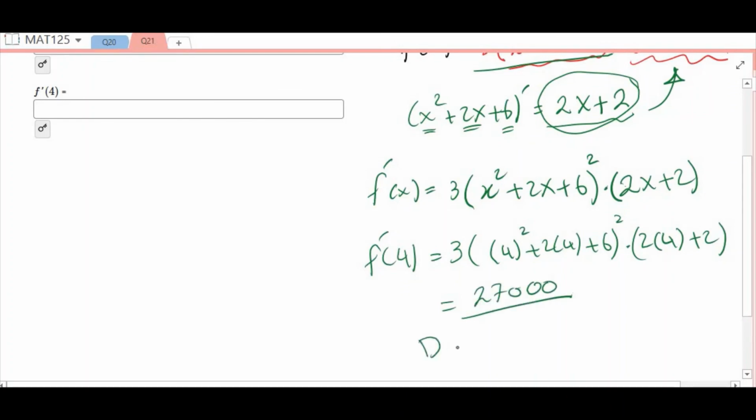You can find it on desmos.com. You're going to plug this expression as you see it, and it's going to compute it for you. That's the easiest way that I can think of right now, and the final answer will be 27,000.